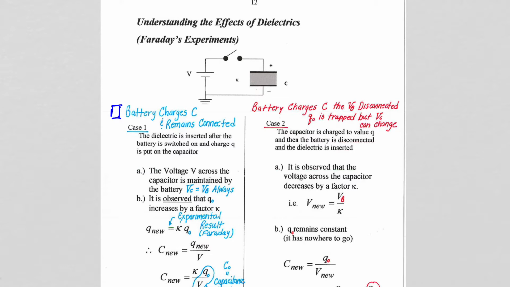Now we're going to start out here on the right with Faraday's experiment where he took a capacitor without a dielectric material between it, so just a vacuum between the plates of the capacitor, connected it to a battery, closed the switch, and fully charged the capacitor. He then inserted the dielectric material between the plates of the capacitor and observed what happened. And what he observed was that the charge on the plates increased. Now, the voltage did not change because the battery was left connected.